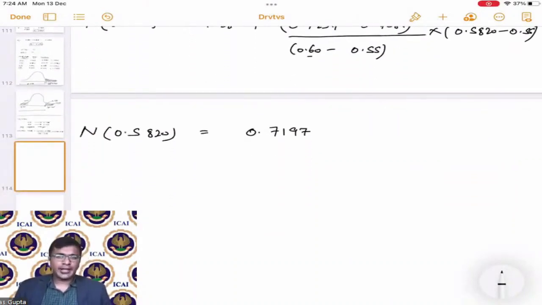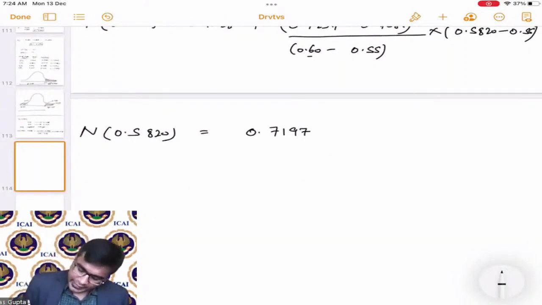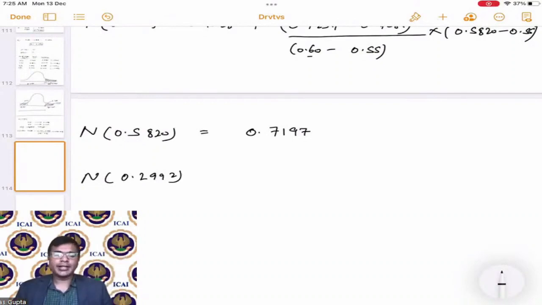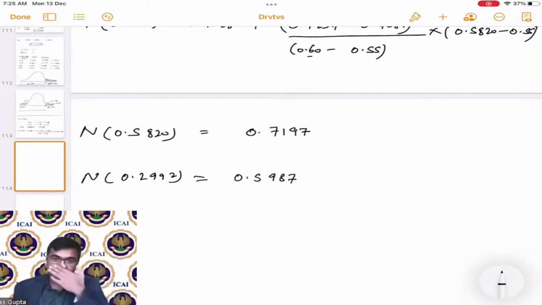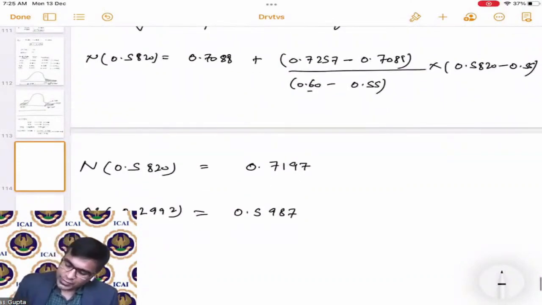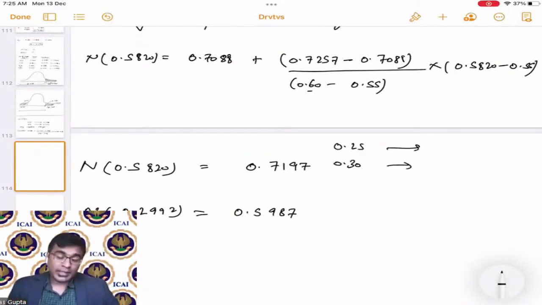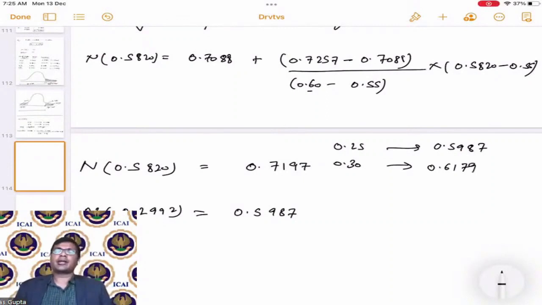So till now we have calculated the ND1. Now calculating the ND2. So ND2 was how much? 0.2992. D2 was equal to 0.2992. Now we have to use the interpolation from which and which values here. So 0.25 and 0.30. For 0.25, the cumulative probability was 0.5987, and this was 0.6179. Correct? So 0.25 had this and 0.30 has this.